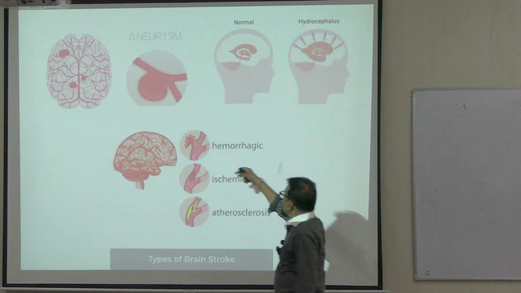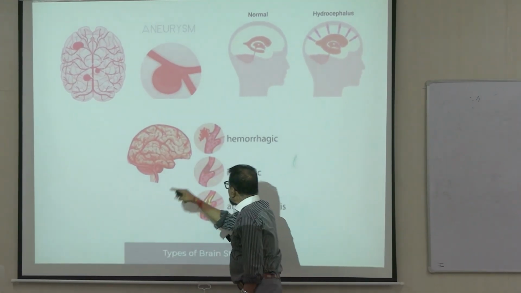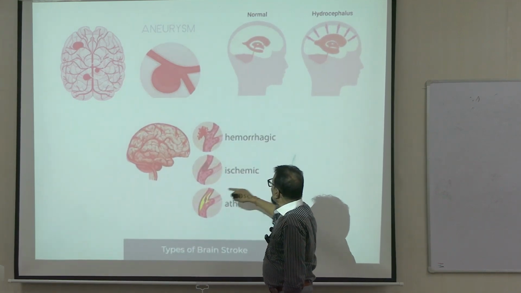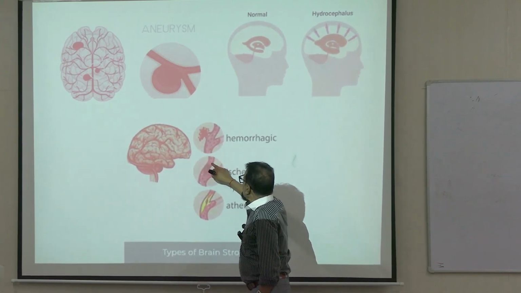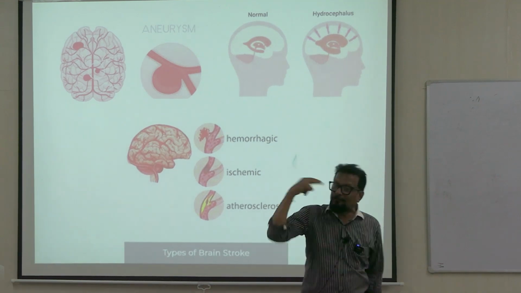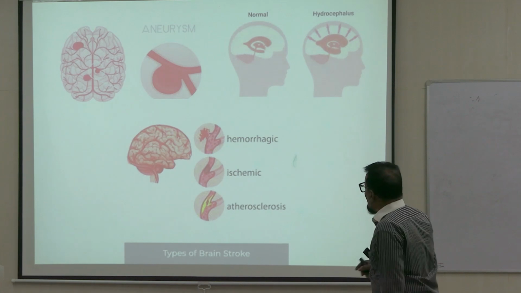One is hemorrhagic: blood vessels tear, so blood is coming out of the vessels. Here what happens? An embolus blocks the blood vessel, no blood can pass through. As a result, this area of the brain will not get any blood supply, no oxygen, this area will be necrosed, will be dead.